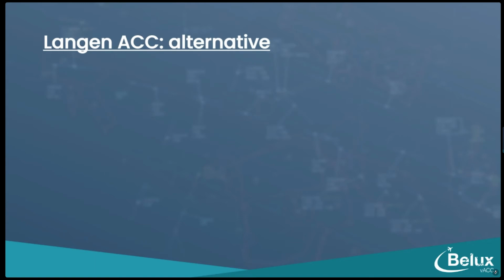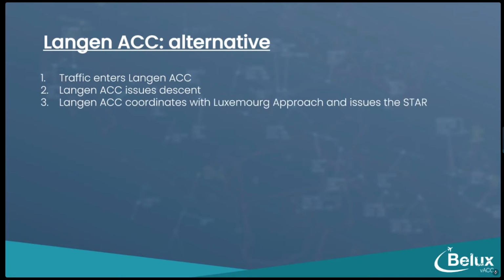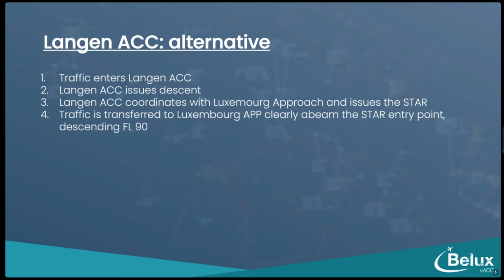Now the alternative we're going to talk about from Langen is that the first steps are just the same, but then you coordinate. Because it might be possible that an early handoff is not possible at all times. So when the early handoff is not possible because other traffic is in the area or whatever the situation is, then you're going to coordinate. Like, okay, what star do you want me to give based on your traffic situation? Okay, that works for me. And you're just going to figure something out. And then the traffic is transferred to Luxembourg Approach clearly beyond the star entry point descending flight level 90.